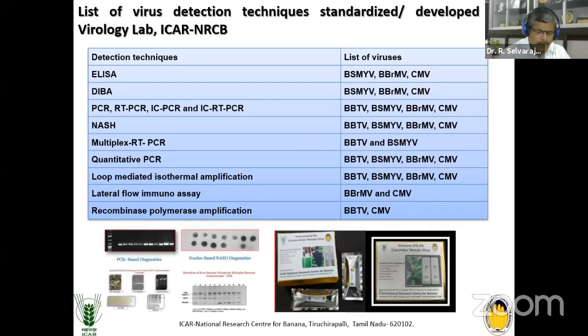So actually at NRC Banana, I want to just show a slide. We developed a lot of virus diagnostic kits at our institute: ELISA, DIBA, RT-PCR, PCR, NASH, and we have given a list. We have got only 4 viruses. Of course, banana streak mild mosaic virus is there. We have reported it for the first time, but that's not an important virus. We have developed recombinase RPA, lateral flow, loop-mediated, qPCR, multiplex, NASH, all validated with a huge number of samples. And one has to adapt these techniques for certification.